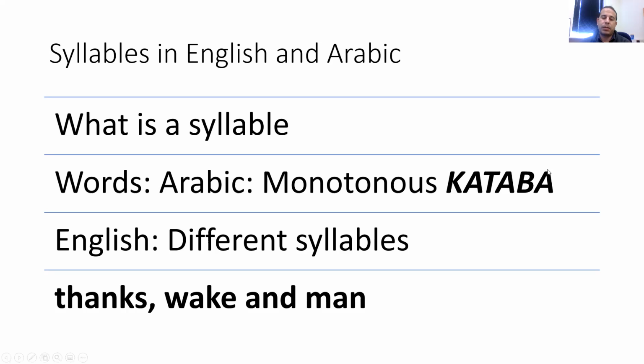Let's have this word as an example. The word to write in Arabic, which is kataba. If we hear this sound, if we are not native speakers of Arabic, we'll say that all of them are equal. It's kataba. So here we have three syllables, three phonetic groups. Ka, this is one, ta, this is two, and ba, this is the last one. So we tend to give equal weight to every single syllable in the word.